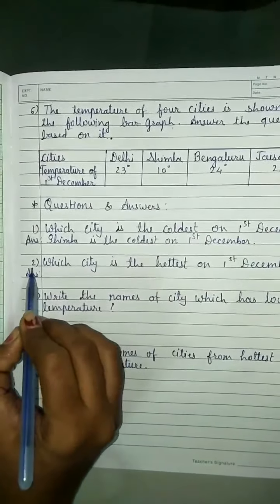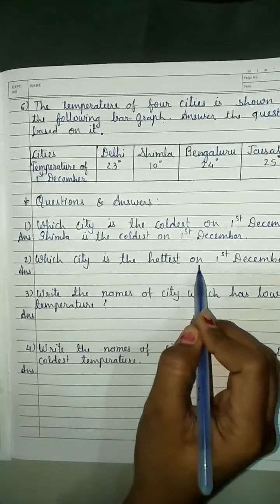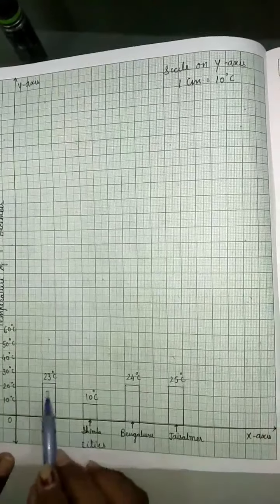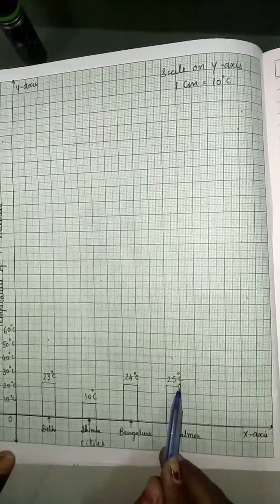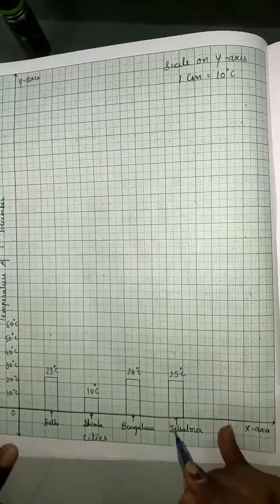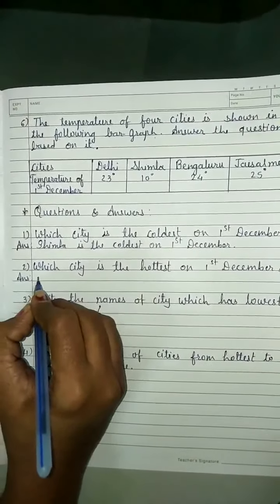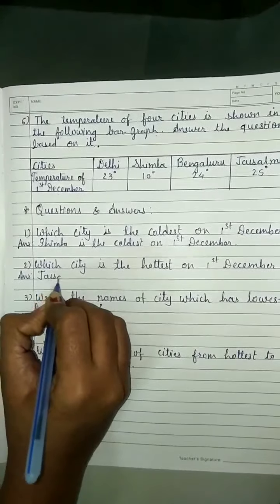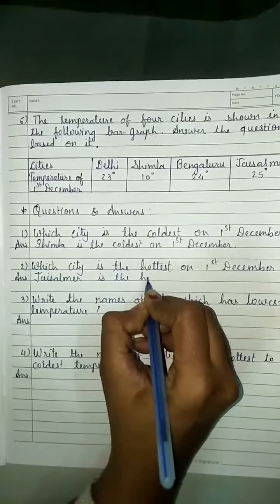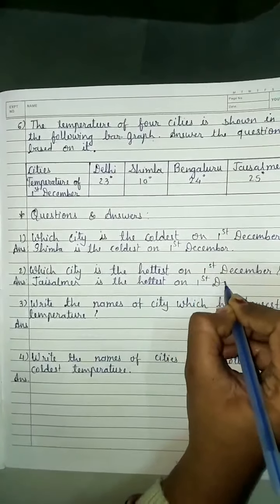Now let's read question number 2. Which city is the hottest on 1st December? So let's see in the bar graph. So here you can see that 25 degree is hottest. Okay, so your Jaisalmer is having the hottest temperature on 1st December. So let's write over here: Jaisalmer is the hottest on 1st December.